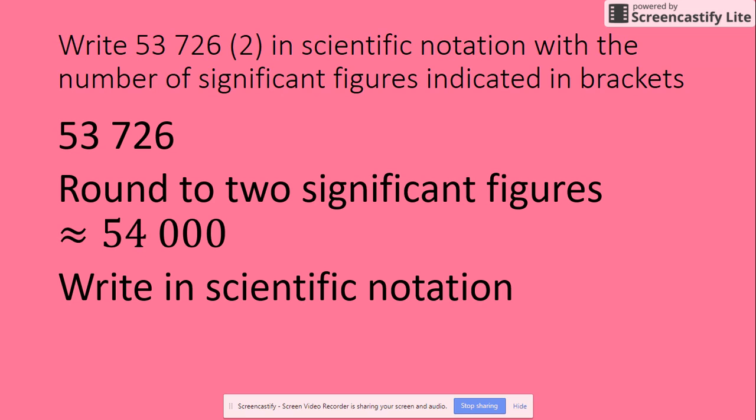So this is how it looks. Write it in scientific notation. So we're going to put 5.4, which is what we've discussed, times 10 to the power of 4. So it's positive notation. All right, let's look at another one, slightly more complicated.